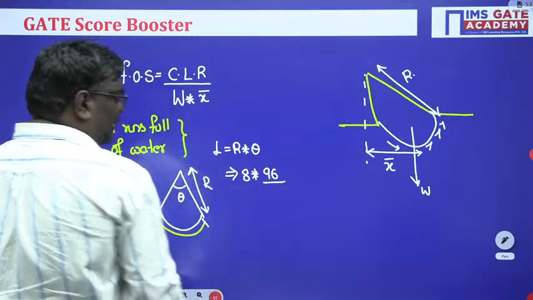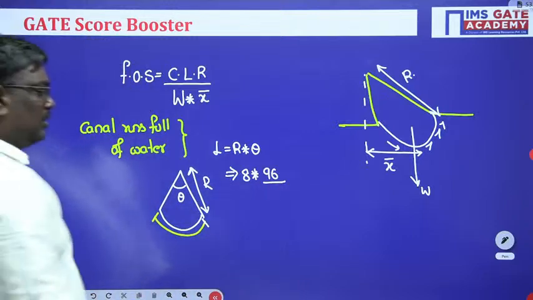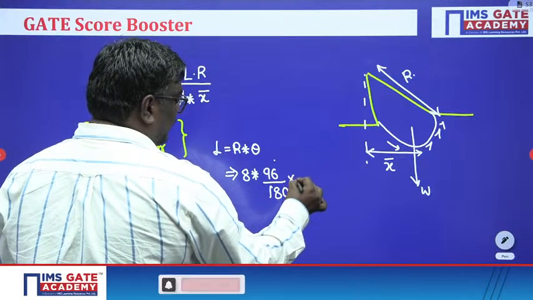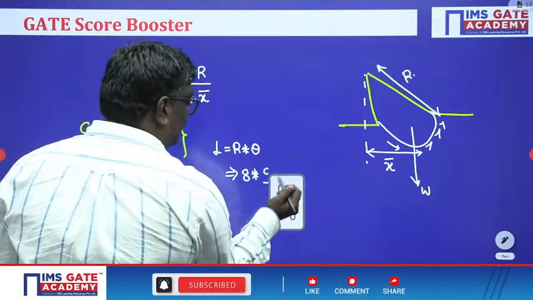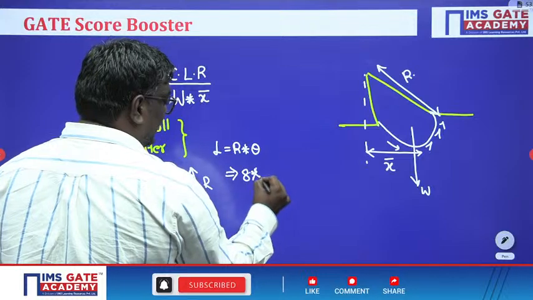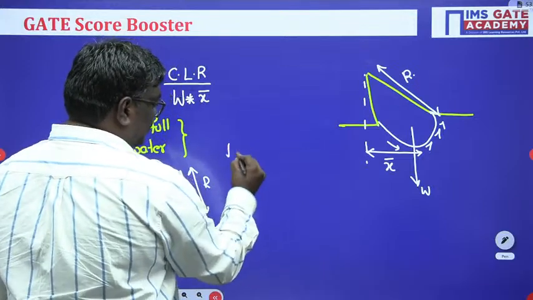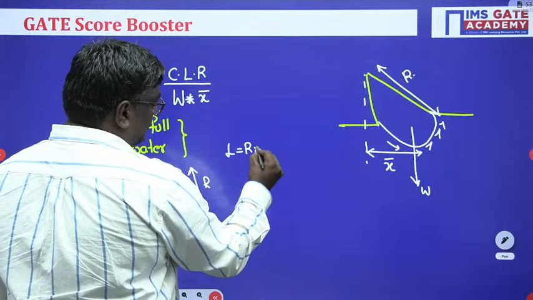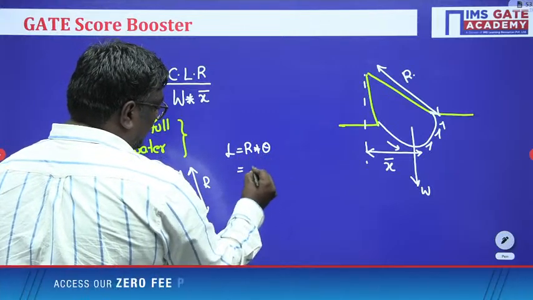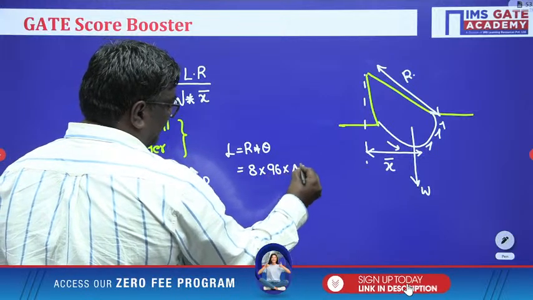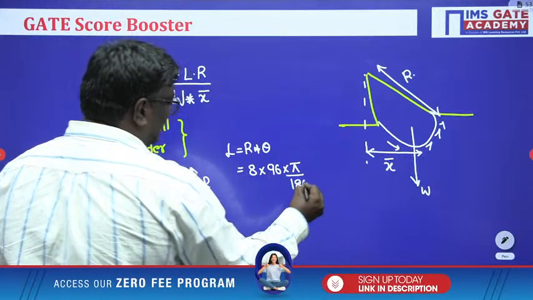96 divided by, this is in degrees, to convert into radians we multiply by pi by 180. Yes or no? Or if you are confused, you can write here: L is equal to r theta. 8 into theta, which is 96 into, to convert into radians, pi by 180.